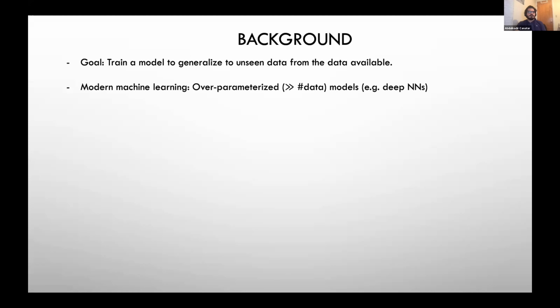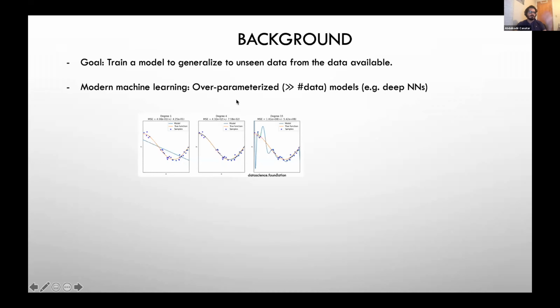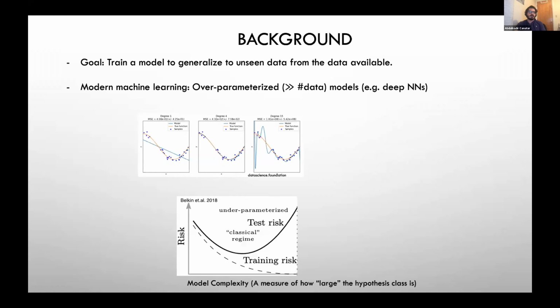data available. And in modern machine learning, mostly what we see is that the models are over-parameterized, so there are orders of magnitude more parameters than data, such as deep neural networks. So why is this interesting? It's because of the usual machine learning concept, where here, for instance, I want to fit these blue dots, and the optimal model is a polynomial with degree 4, but the model with degree 15 actually overfits. So this is not generalizing well, and this can be summarized in this plot here.